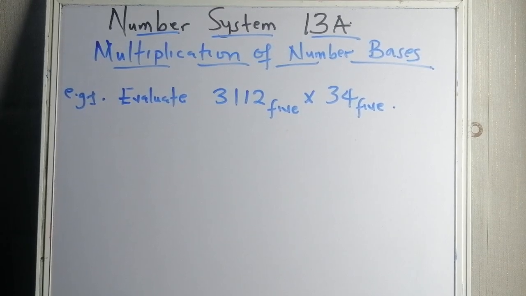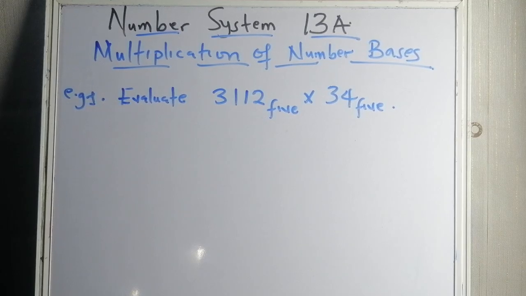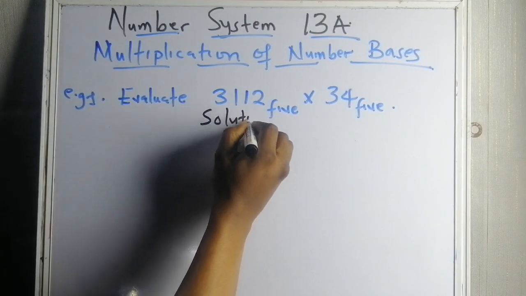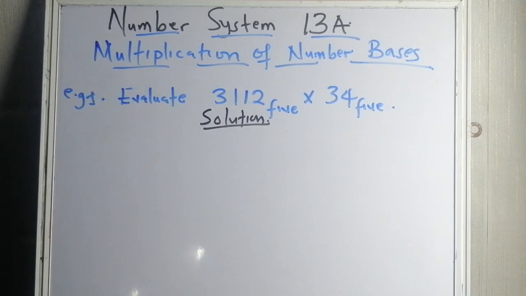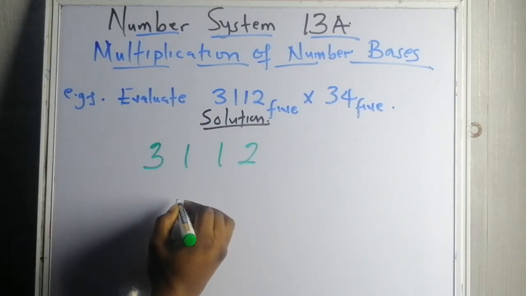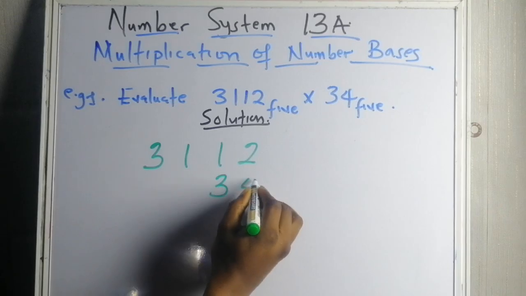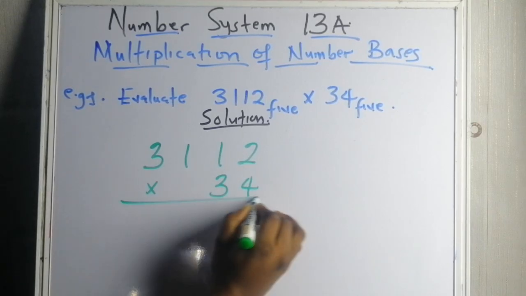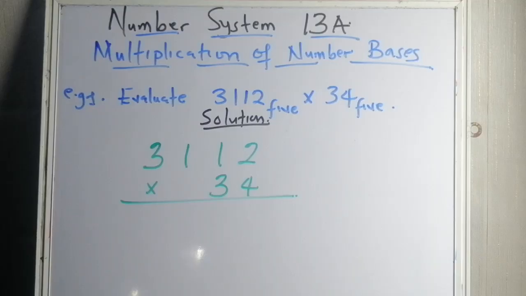But before we get there, let's quickly look at this first example that we have here. We don't want to waste much time here, so just make sure you pay attention. We have our solution here. So it means we are working with 3112 times 34. We're doing multiplication in base 5. Very important, multiplication in base 5.